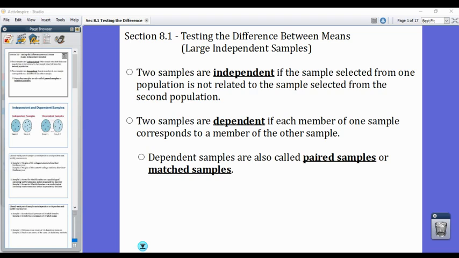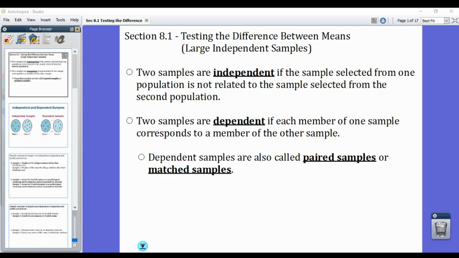So in this case, we're going to be testing the difference between our means, and our samples have to be large and independent. We consider samples to be independent when the sample selected from one population is not related to the sample selected from your second population.